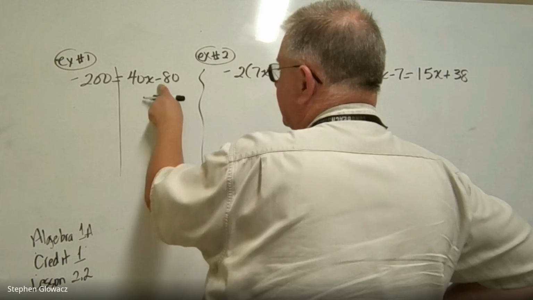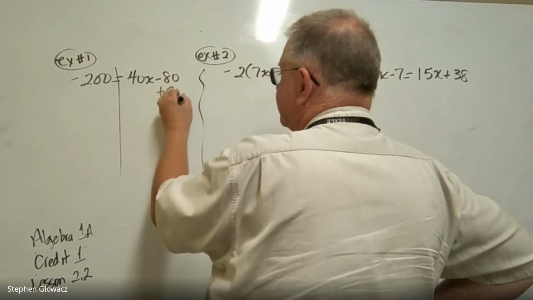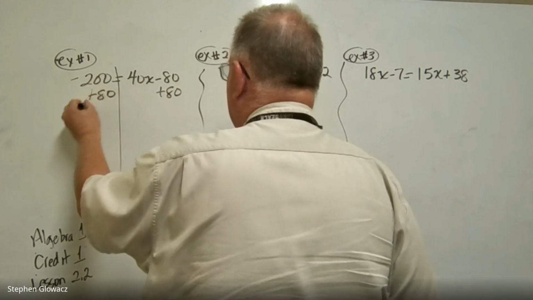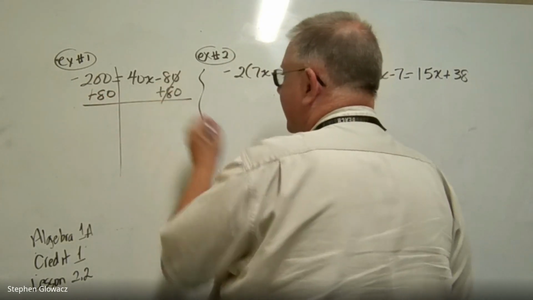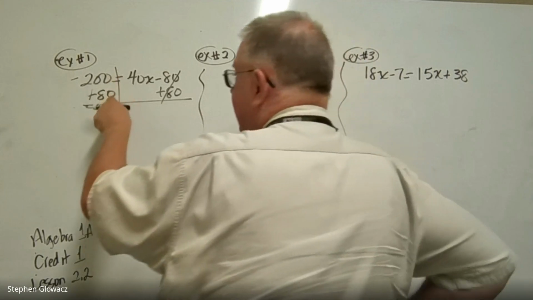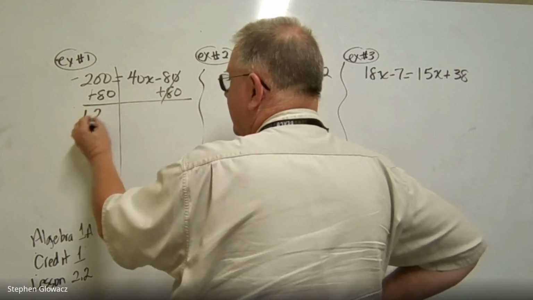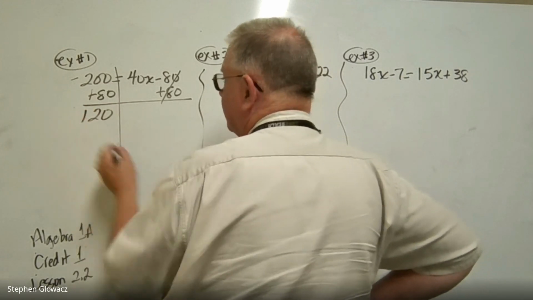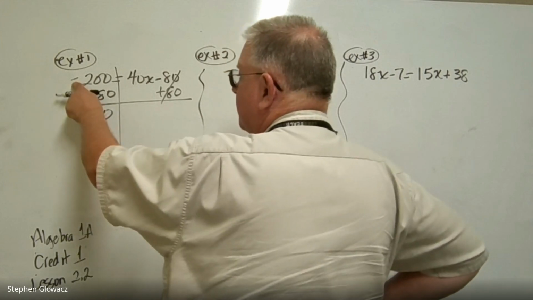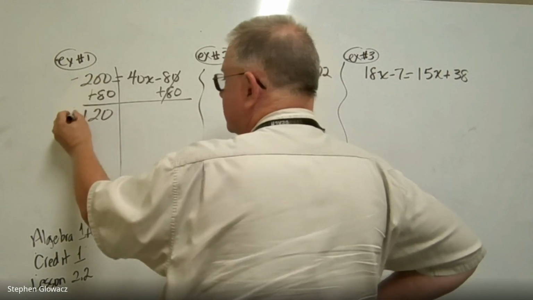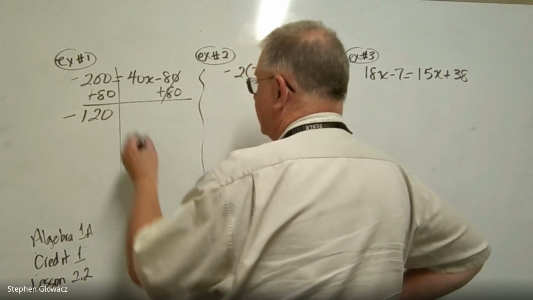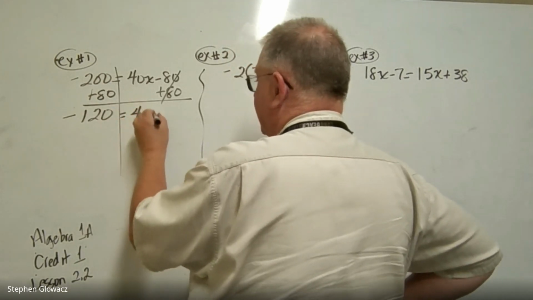First thing we do is deal with our subtraction. So the opposite of subtracting 80 is to add 80 to both sides. The 80s cancel out. And then over here, the signs are different, so we subtract 280, 200 minus 80, and we get 120. And since the larger number is negative, meaning there's more negatives than positives, we have negative 120. And we, of course, bring down the 40x.